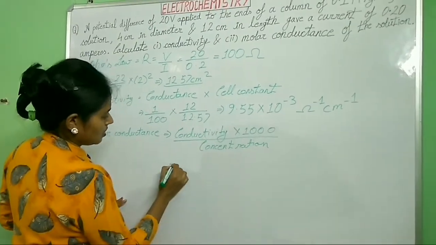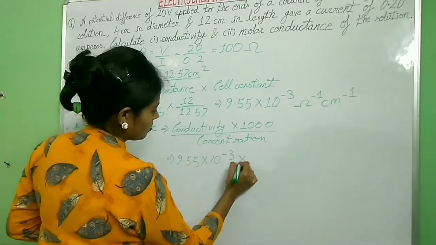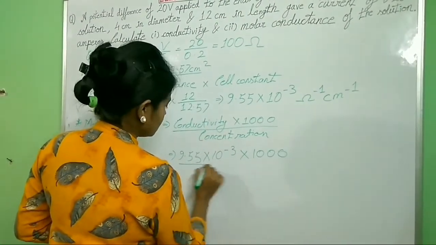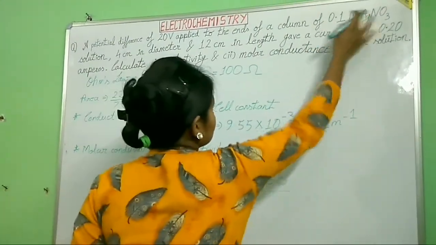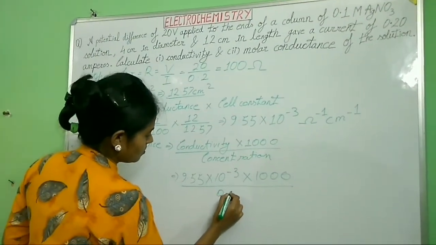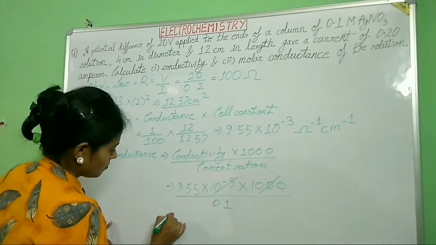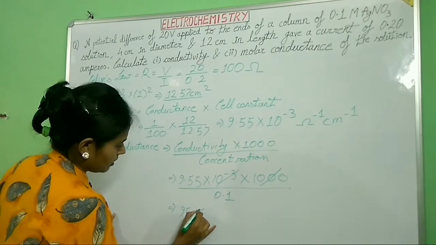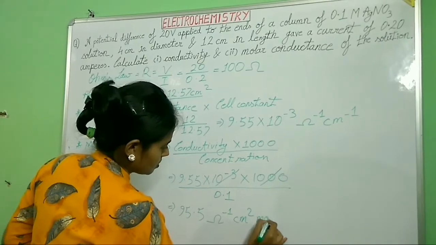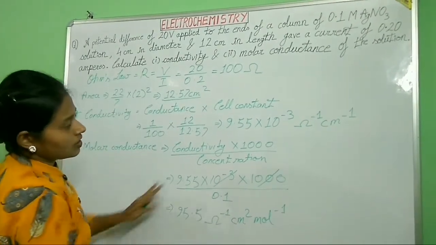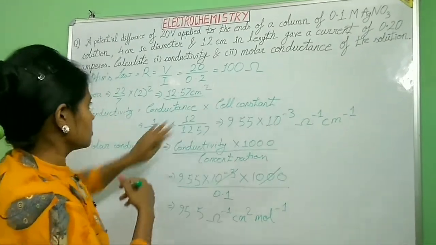That is 9.55 into 10 to the power minus 3 into 1000. And what is the concentration given in the question? Concentration given in the question is 0.1 molar of silver nitrate. So 0.1 molar. Now 10 to the power minus 3 and 1000 will cancel out. If we calculate this, what will be the answer? 95.5 ohm minus 1 centimeter squared mole minus 1 is the molar conductance of silver nitrate. Hope you have understood. Now let us move to the next question.